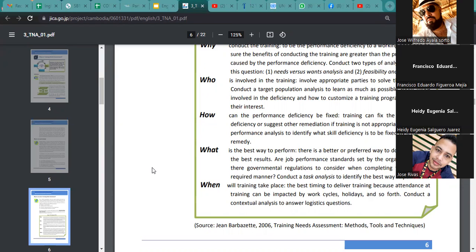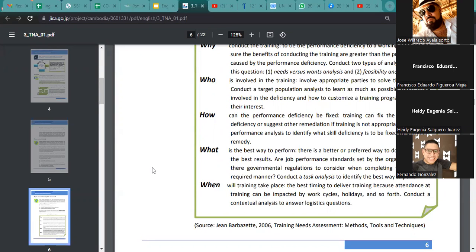On the other side, it says to conduct a contextual analysis to answer logistics questions. Maybe when the people are applying the knowledge, they have a lot of new questions about some process or some specific task. In that moment, you apply not only the knowledge that you got in the training. I think that in that moment you need to apply more knowledge about another experience, personal experience, or another extra experience about your coworkers or something like that.